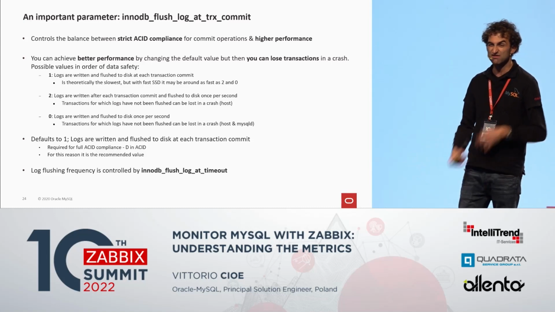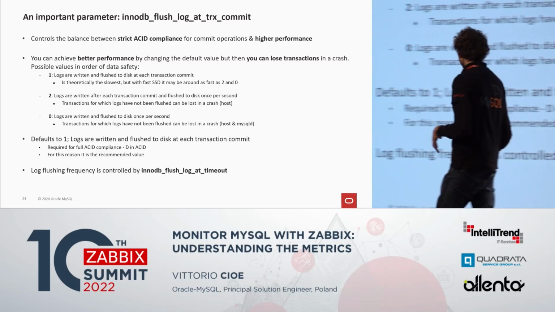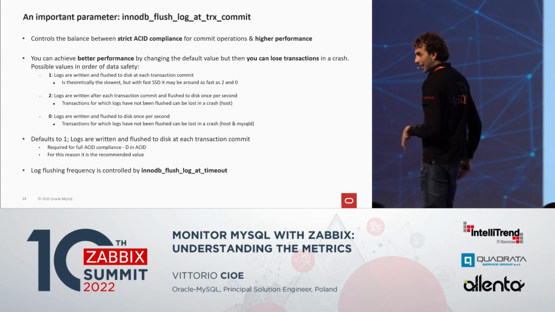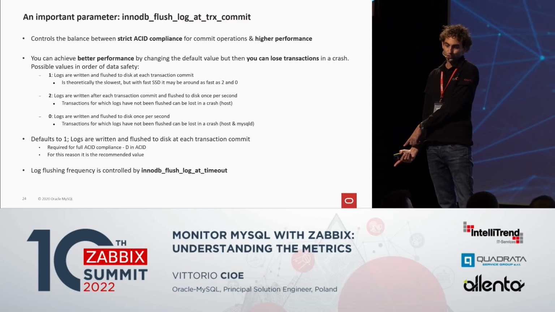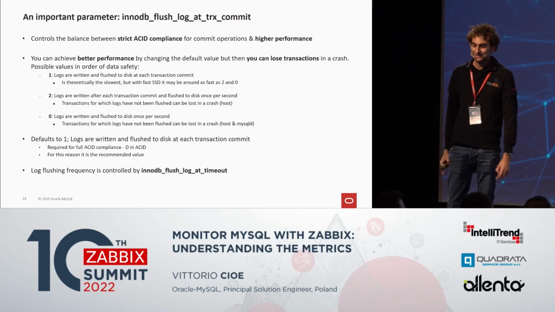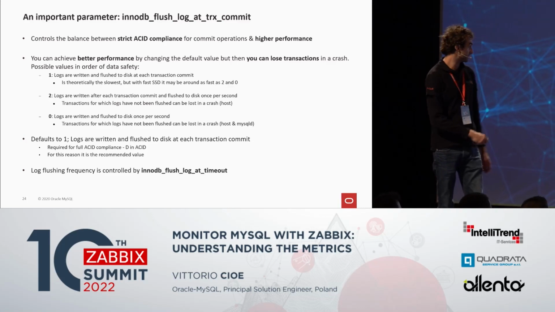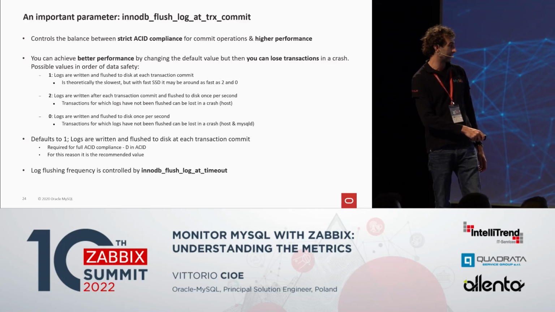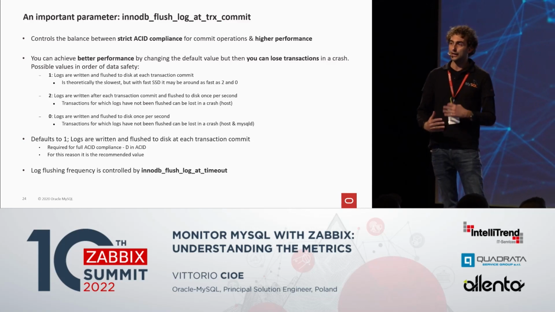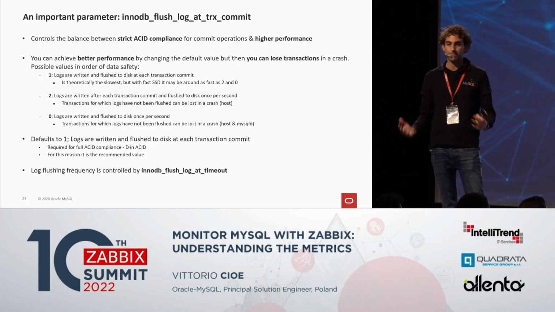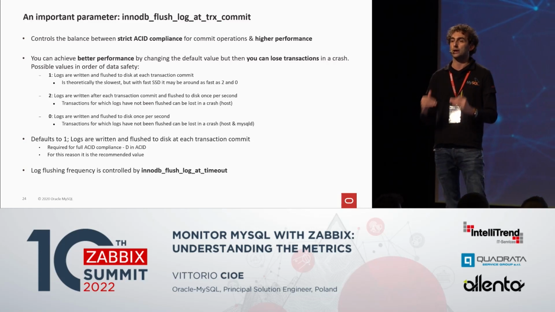Or if I feel I want to go extreme, I can set it to 0. So the redo logs will be written and flushed to disk every second. The default is 1, and the log flushing frequency is controlled by this variable. So this is the parameter that I can tune when I have a write-intensive application and, with the hardware I have, can't write more.